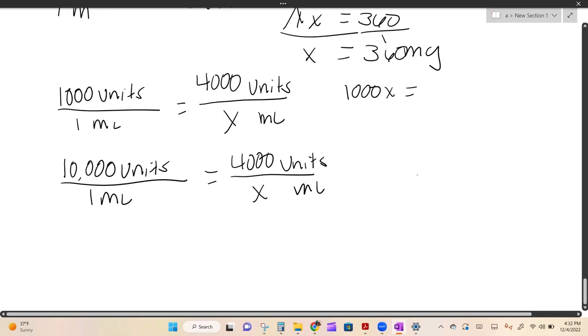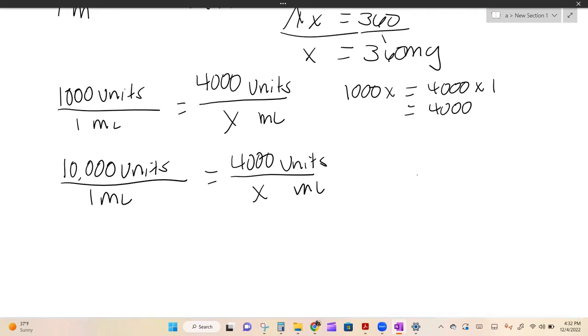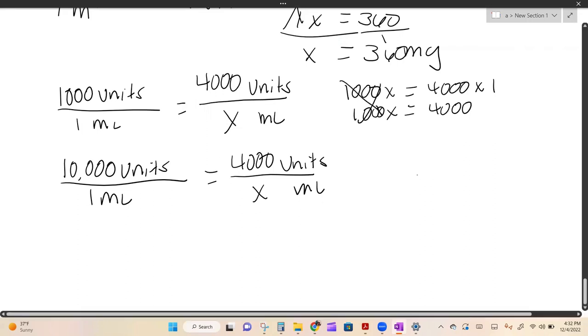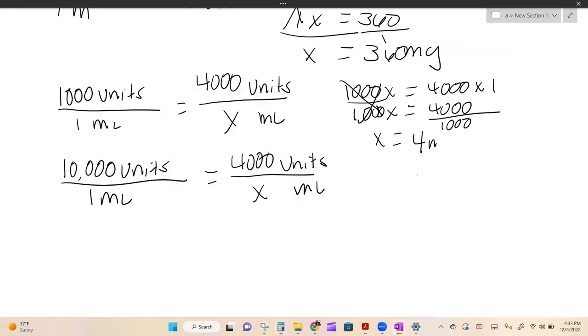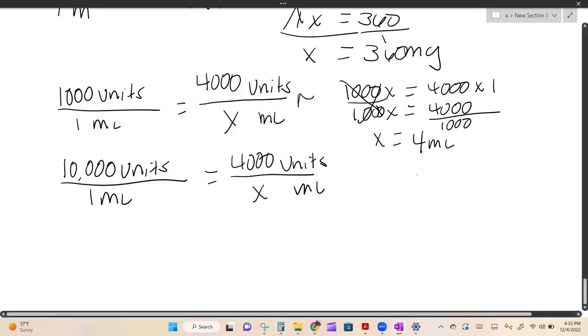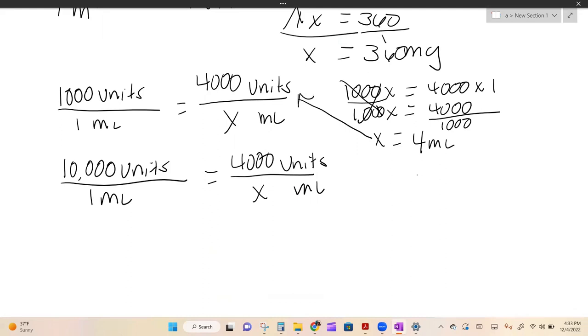1,000 x is equal to 4,000 times 1. 4,000 times 1 is 4,000. And if we want to get the x alone, we have to get rid of this 1,000. So we're going to divide those and then we'll get x alone, and we have to do the same thing to the other side. So 4,000 divided by 1,000 means we would have to give them 4 ml. So for this problem, 4 ml.